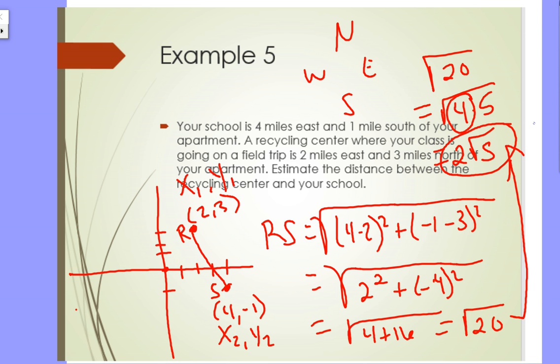And if you don't believe me, do square root of 20 on your calculator and then do square root of 5 times 2. You will get the same answer in the end.